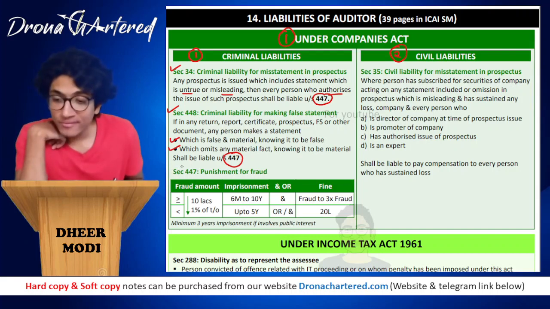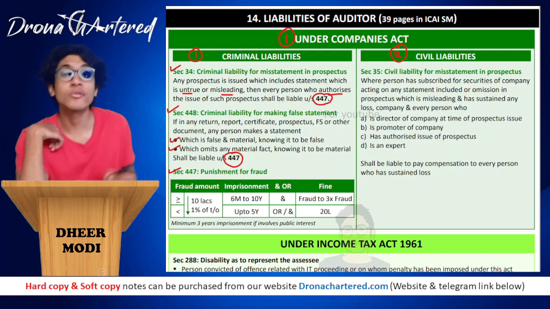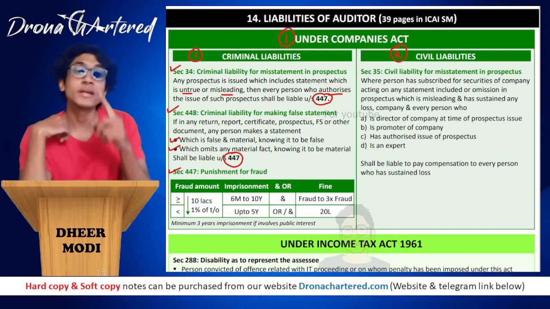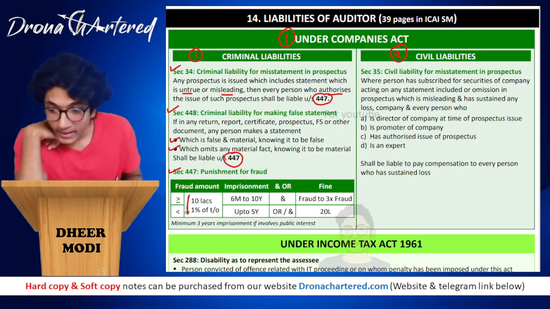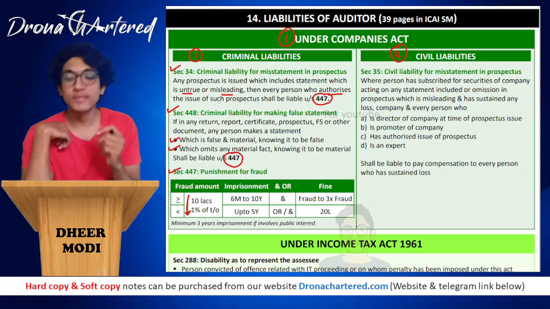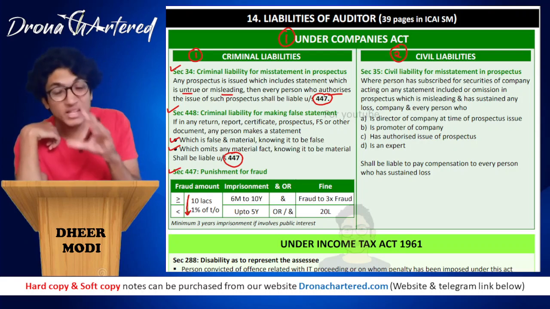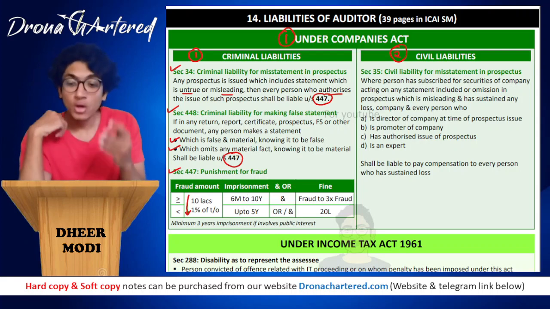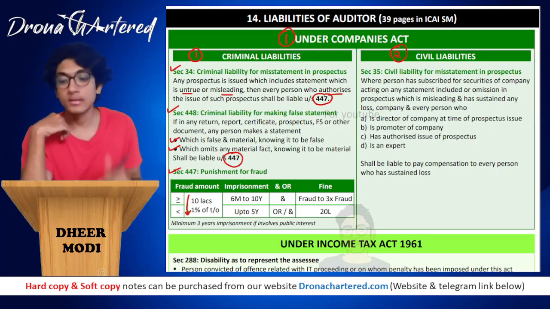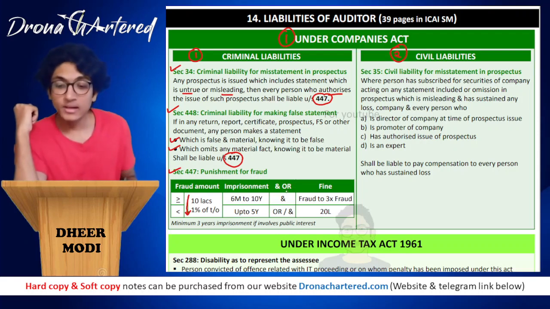Now coming to section 447. Section 447 talks about punishment for fraud. First of all, you have to check a limit, that is 10 lakhs or 1% of turnover, whichever is lower. Now this is your amount. If your fraud amount is equal to or greater than this amount, there will be imprisonment for a period ranging from a minimum of 6 months to a maximum of 10 years.